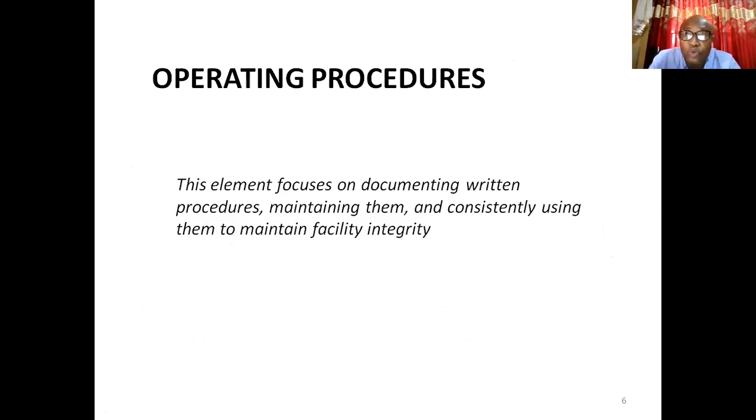Another thing we will do in standard in process safety management is operating procedure. Operating procedure is also a key aspect in process safety management. These elements focus on documenting written procedure, maintaining them, and constantly using them to maintain facility integrity.